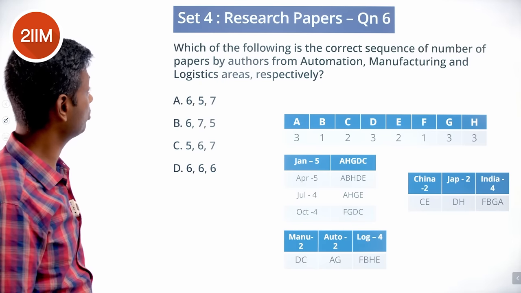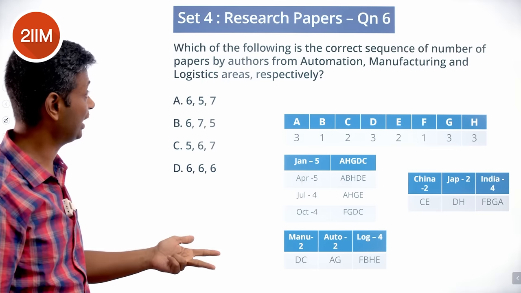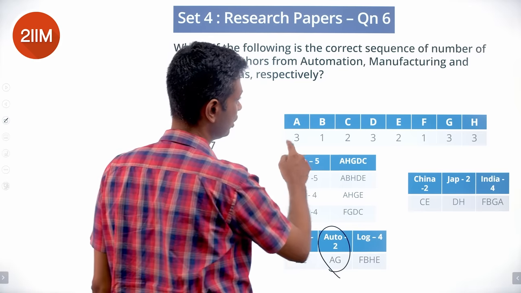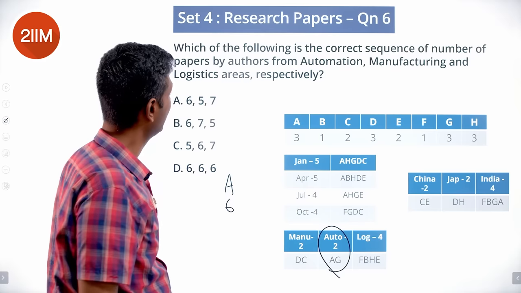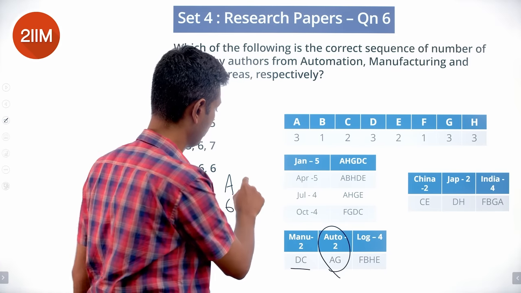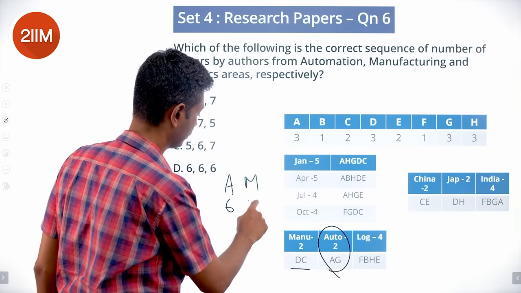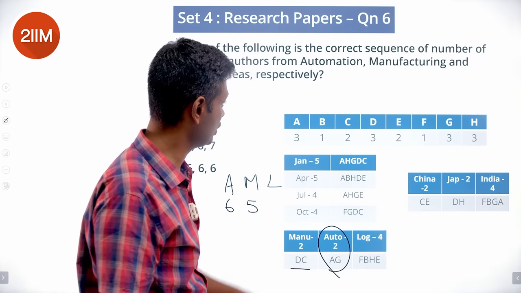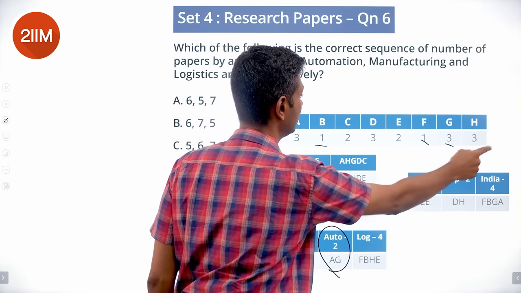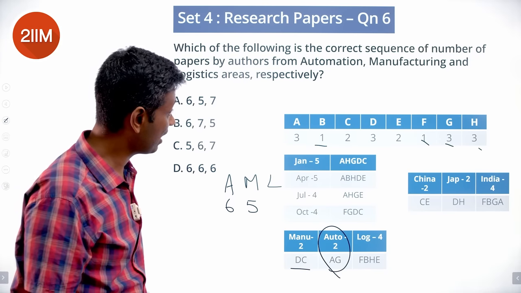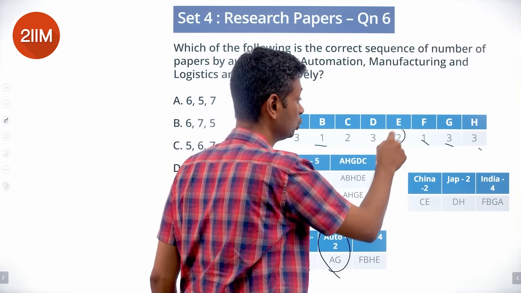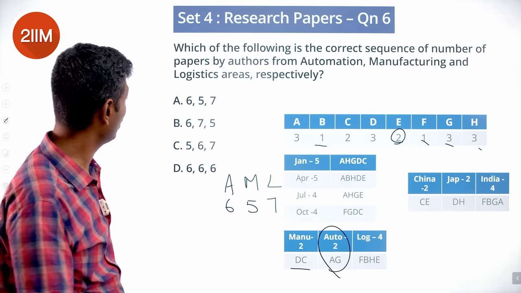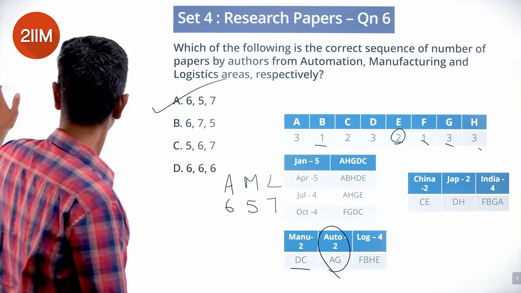Which of the following is the correct sequence of number of papers by authors from automation, manufacturing and logistics area respectively? Automation is A and G, 3 plus 3, 6. Manufacturing is D and C. D is 3, C is 2, so 5. Then comes logistics, F, B, H, E: 1, 1, 3, 2, which is 7. Adding up to 18, this seems like it will work. 6, 5, 7 is the right answer.